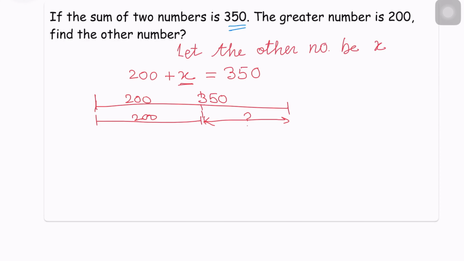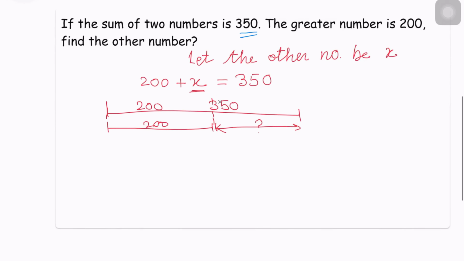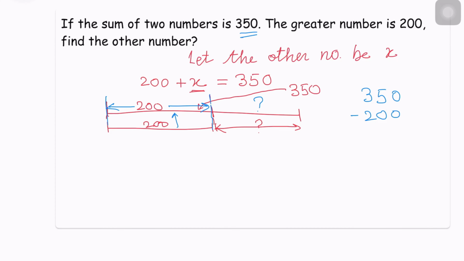How much is this? Let me erase this 350 from here, and I will write 350 here. Okay, so this whole line is 350. So from here till here is 200. This is 200, and we need to find this number. Total is 350. So how can we find it? It's a simple subtraction. 350 minus 200, 0, 5, 1, 150.